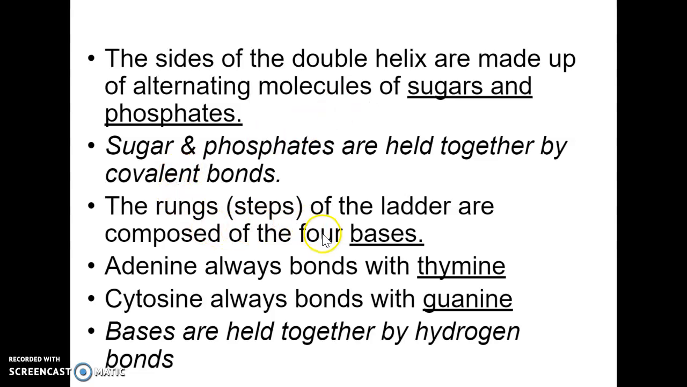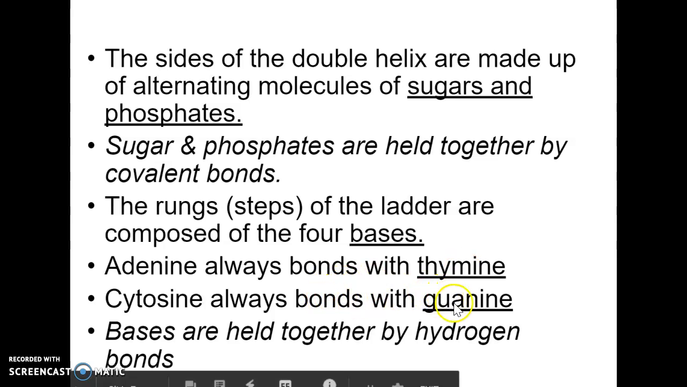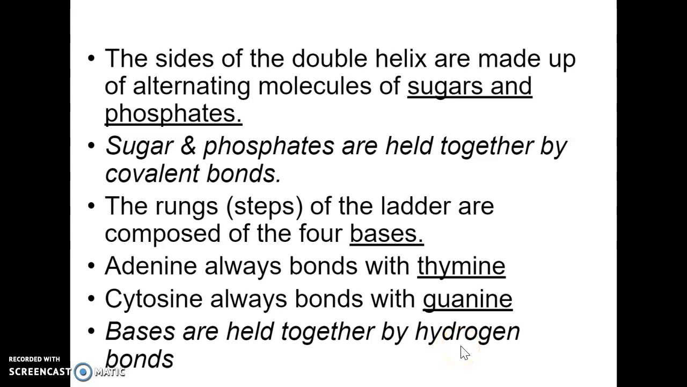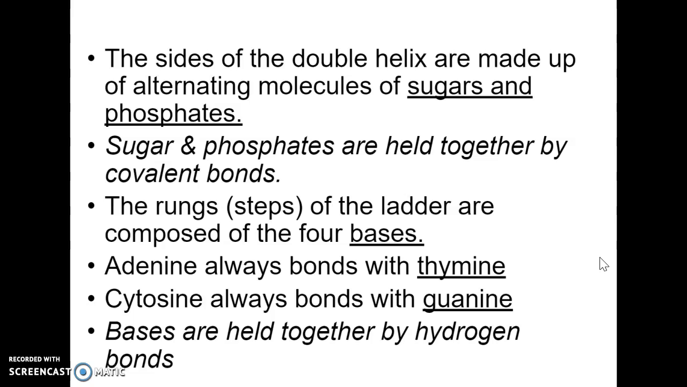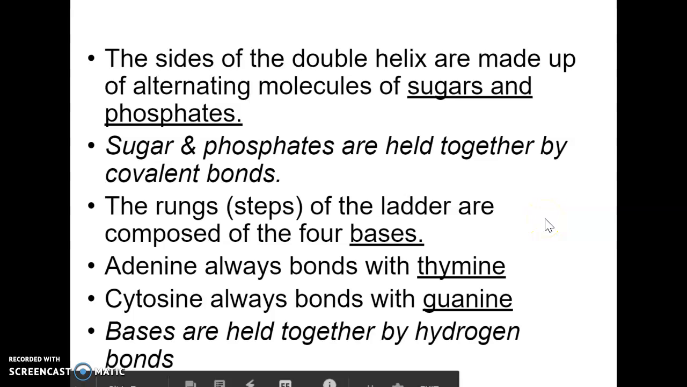The rungs, or the steps of the ladder, are composed of the bases. That's where your A is going to stick to your T, and your G's are going to stick to your C's. Adenine always bonds with thymine, and cytosine always bonds with guanine. Those bases are held together by hydrogen bonds, and that's going to be really important too. Hydrogen bonds are much weaker bonds. And as we'll see in a few minutes, we're going to have to open up those bonds. So it's a good thing that those are hydrogen bonds and easy to open. That allows helicase, which we're going to talk about in a few minutes, to come in and open up the bonds between those spaces so that a complementary pair can be laid down and we can copy that DNA.